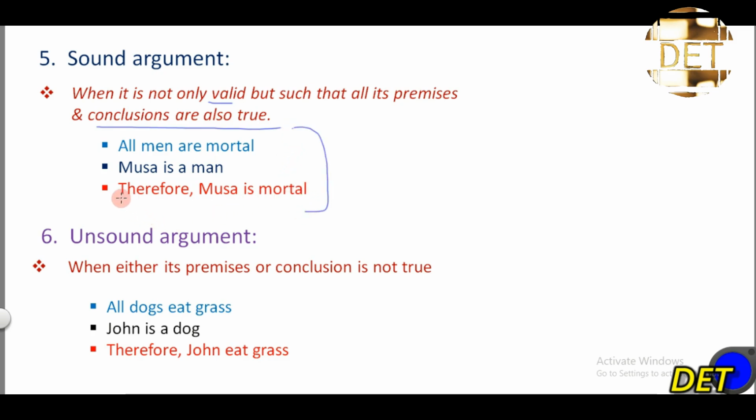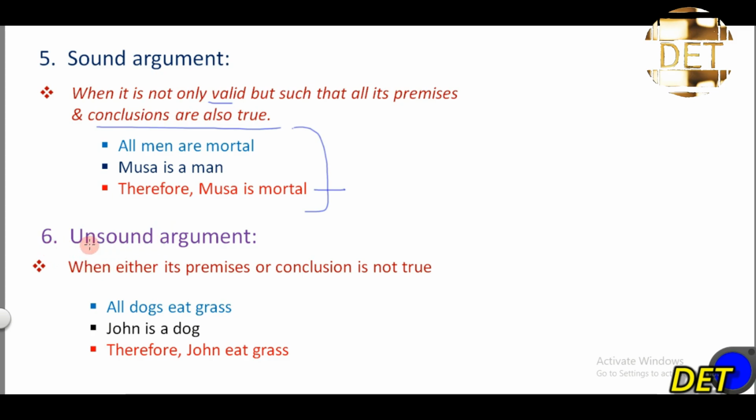Why is it a sound argument? It's a sound argument because it is a valid argument. The conclusion is drawn from the premises, and all the premises and conclusion are also true. All men are mortal. There is no man that will live forever. So man will surely die someday. Musa is a man. That's a true statement. Therefore, Musa is mortal. Yes, Musa will definitely die someday. So all these are valid and they are also true. That makes this argument a sound argument.